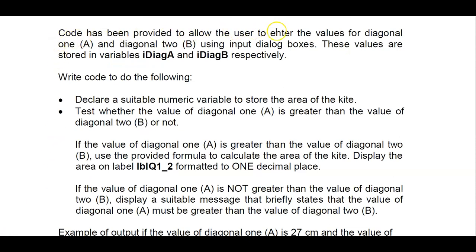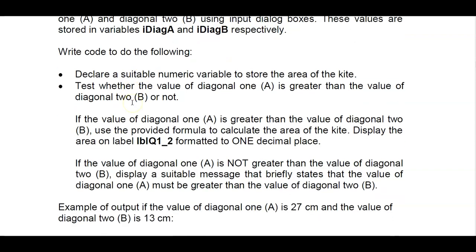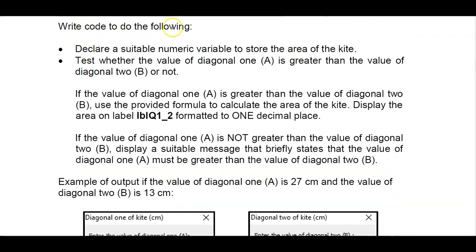They've provided you with some code to store the input from the user making use of input boxes. So you have to look at the bit here that says write code to do the following. We're first asked to declare a suitable numeric variable to store the area of the kite. Make sure that you do declare these variables as there are marks allocated. That's where the easy marks are, for declaring variables.